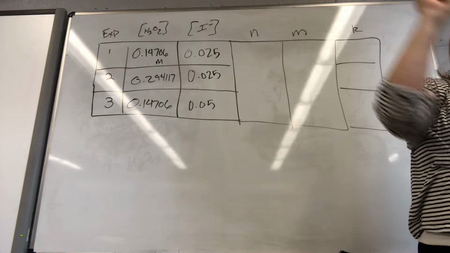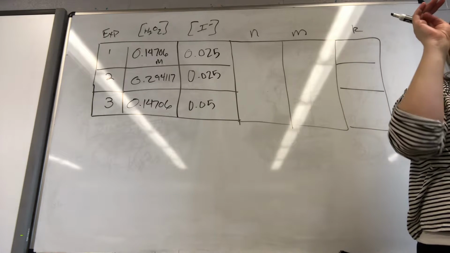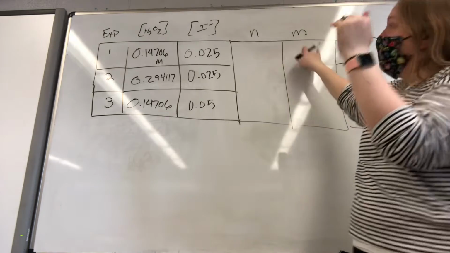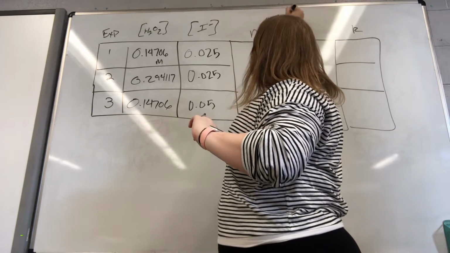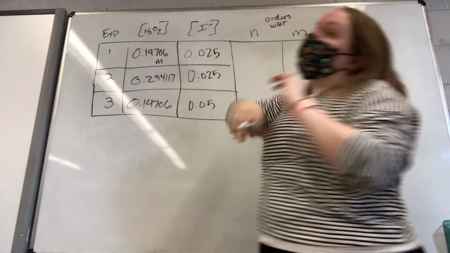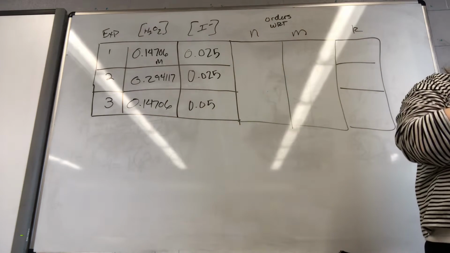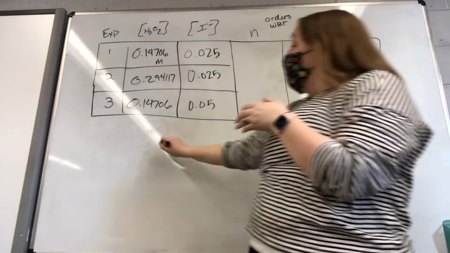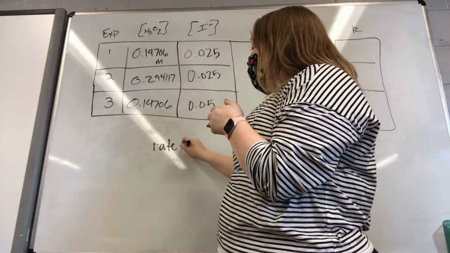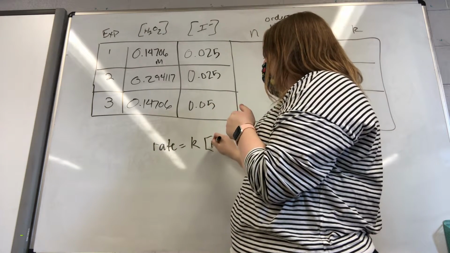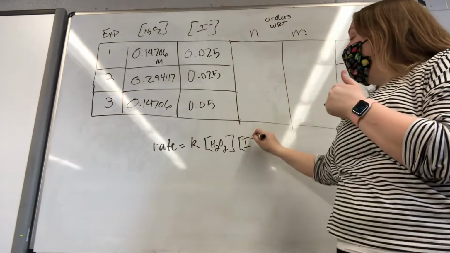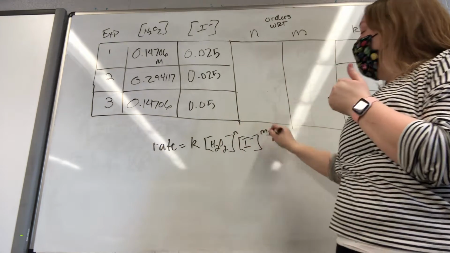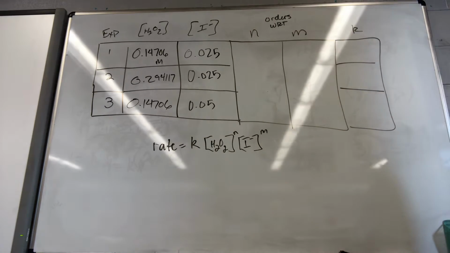to experiment while keeping one thing the same. So our goal is to figure out n and m. n and m are the orders with respect to each individual reactant. Okay? So remember that our goal is to build a rate law. And raise that to whatever order each one is.